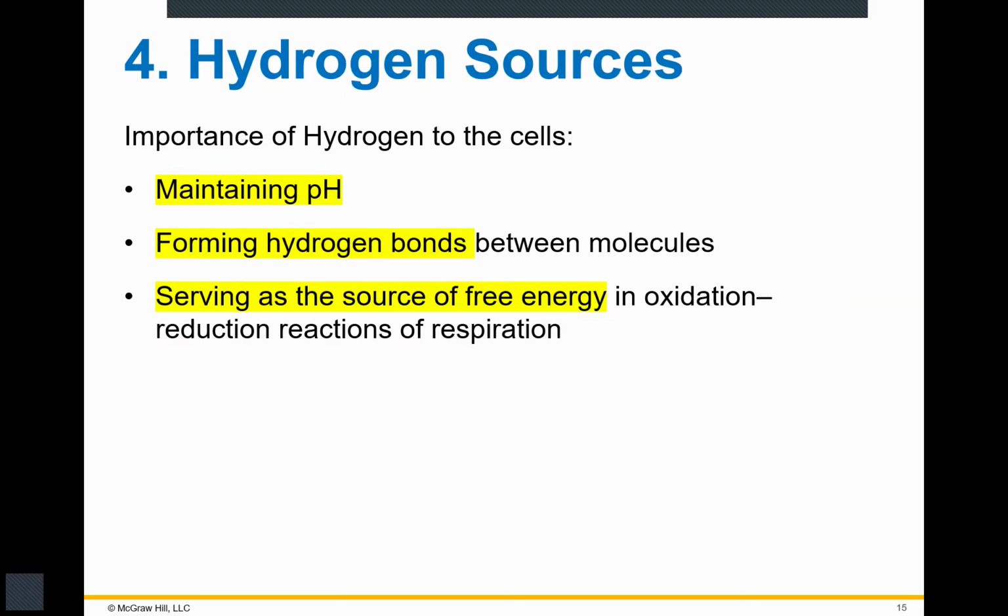Our fourth nutrient in the macromolecules we are looking at is hydrogen. Hydrogen can be obtained by microbes through hydrogen gas and through water, and hydrogen has three important roles in the cell. First, it helps to maintain pH balance and is also important in the transfer of energy, especially during redox reactions, as it can serve as a source of free energy, and is also important in stabilizing molecules in the cell through creating hydrogen bonds.